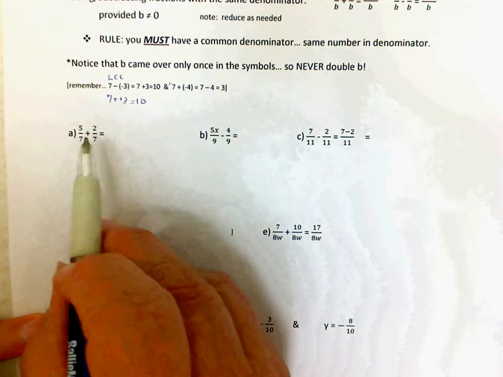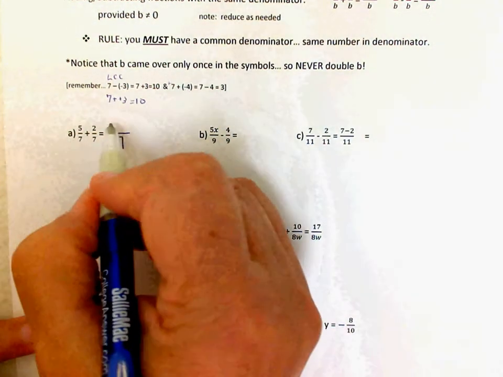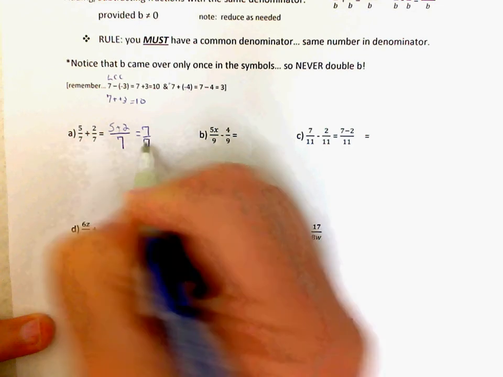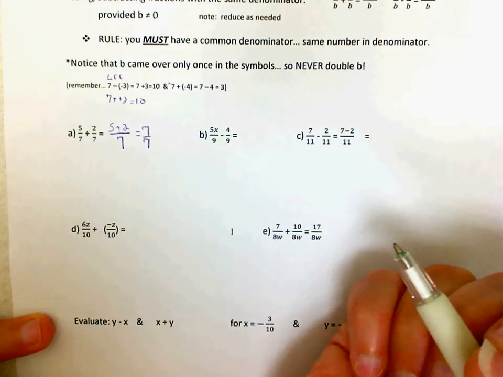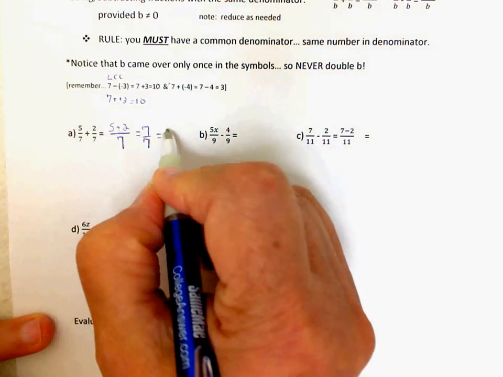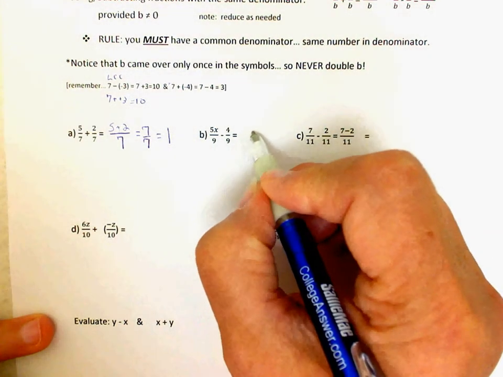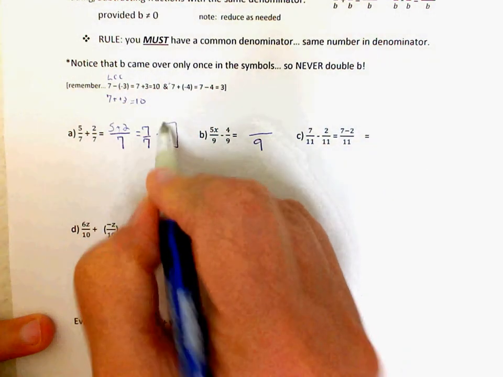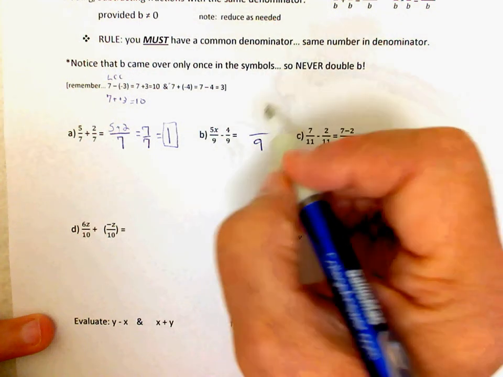Now, applying this, our denominator here is 7. We bring it over one time, and then we take 5 plus 2, which gives us 7 over 7. Am I done yet? If you said no, you're right, because 7 divided by 7 is 1. Now here, our denominator is 9, and again, box in your answers, by the way. And then we say 5x minus 4.